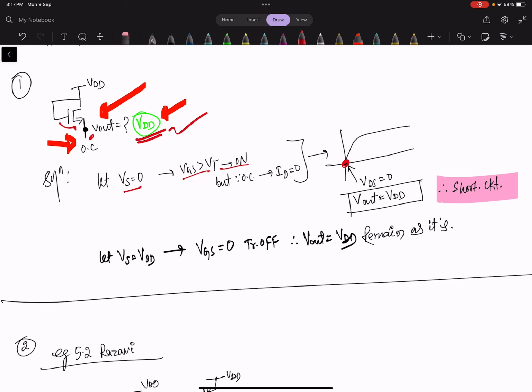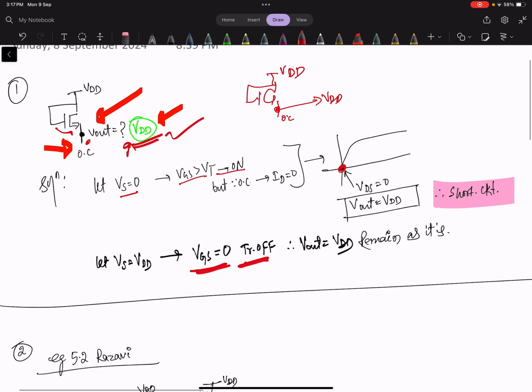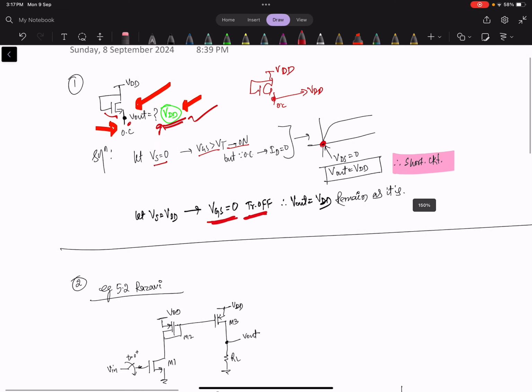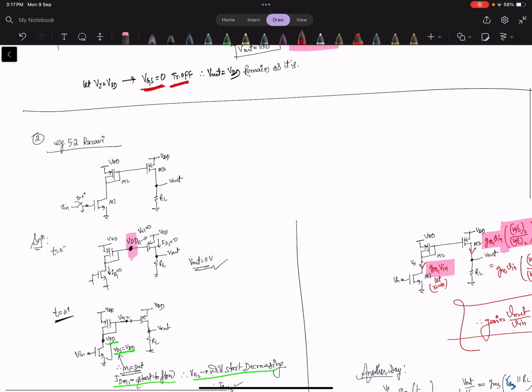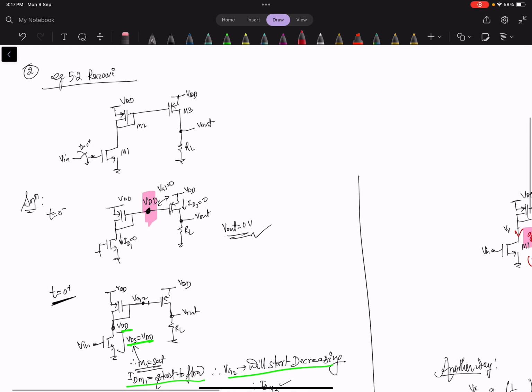Once it is VDD, the VGS value is 0, then the transistor automatically turns off. So this potential will not go away, it will remain as it is. Whenever you see something like this, an open circuit diode connected, it means this potential is VDD. So this is the basic concept that we can use. Now let's go to our example.